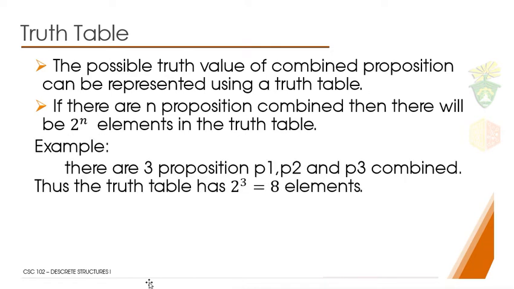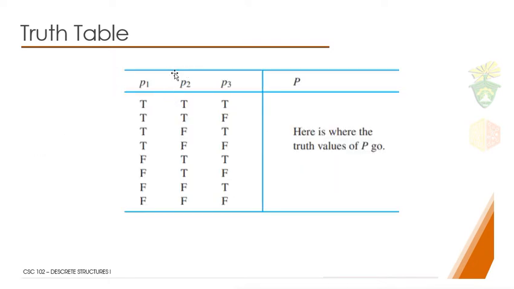For example, there are three propositions in your compound proposition, that is P1, P2, and P3. That means there should be 8 elements in your truth table. So here is an example of that. These are your propositions: P1, P2, and P3. As you can see, we write here all the possible combinations of their true and false values. And the last column of the truth table should contain the final truth value of the compound proposition. It actually depends on what connectives you are using to find the final truth value of the compound proposition that you have.